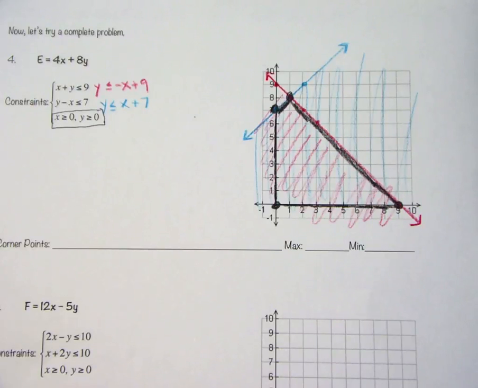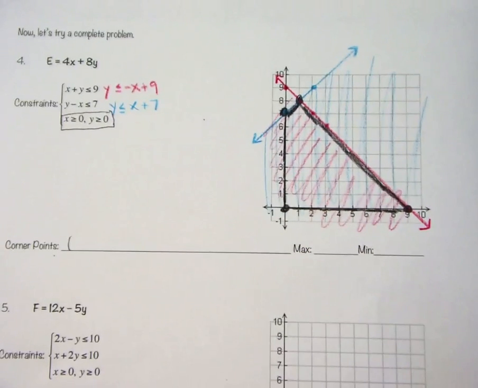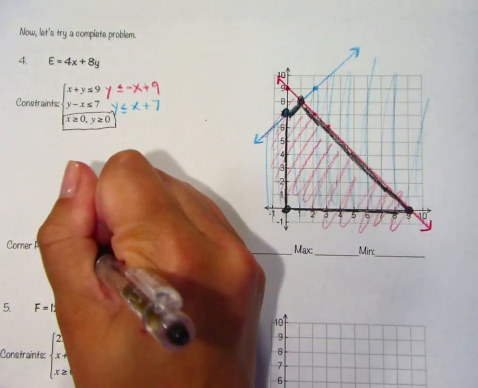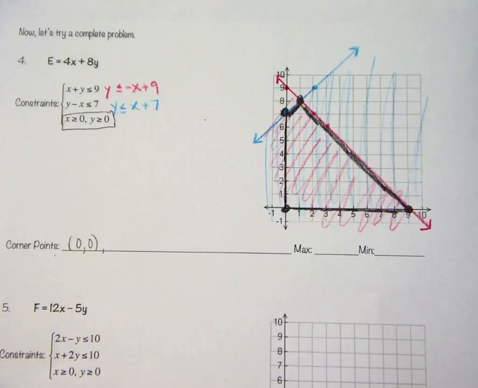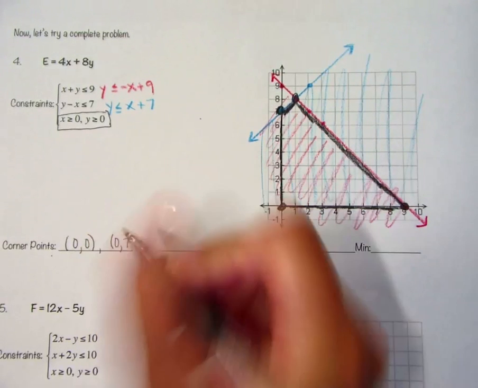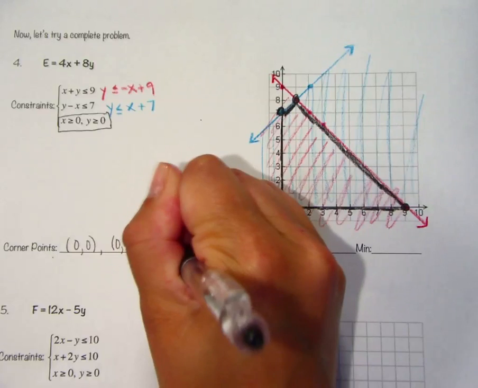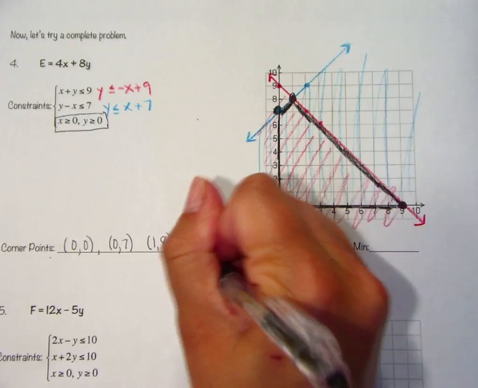What questions can I answer? Still are not quite done. Okay, so let's list our corner points. Alicia, what is one of them? Yep. Levi, what's another one? 0, 7. Yep. Megan, what's another one? Yep. And then our last one is over here at 9, 0.